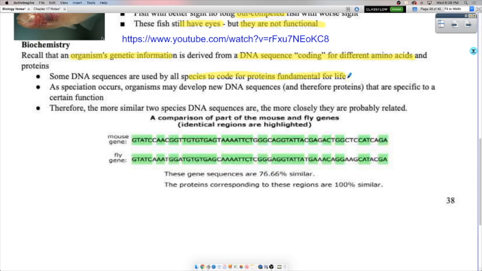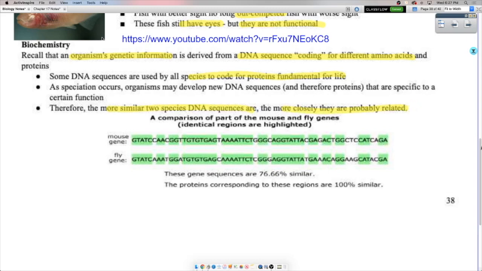But as speciation occurs, which again is just species branching off, organisms start to make their own DNA sequences that are unique to them for certain things that they need, right? So we all have the DNA that codes for certain mandatory life functions like building cells. We all need to have that DNA. But we don't all need to have the DNA that gives us a hair color, because not all of us have hair, right? So the more that you've separated from something, the more different things there will be in your DNA that tell you stuff based on your species and what your species has evolved to have. So the more similar two species' DNA sequences are, the more closely they are probably related.